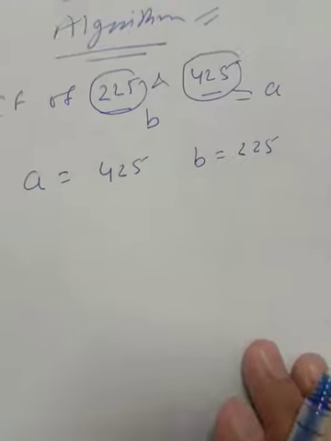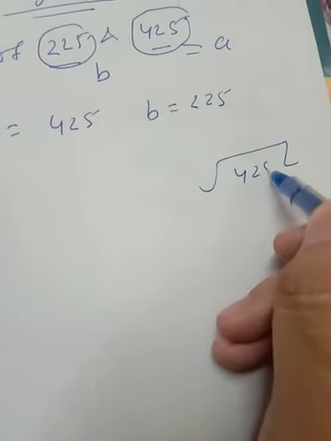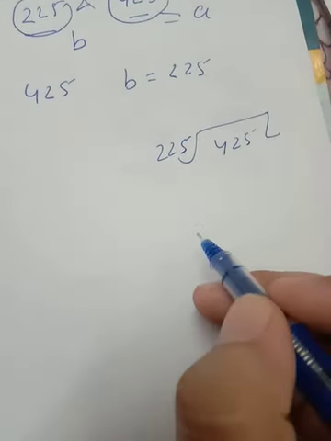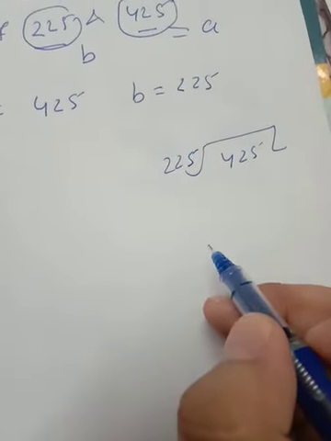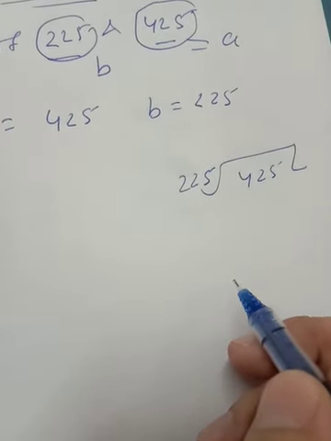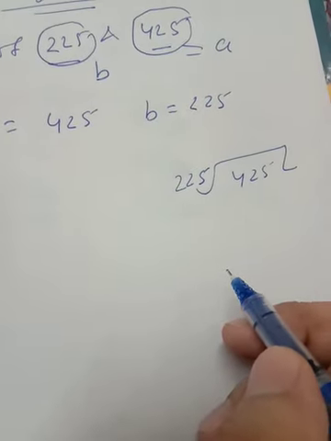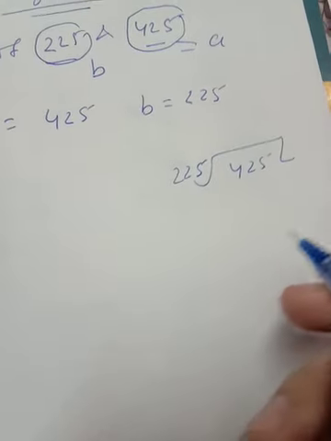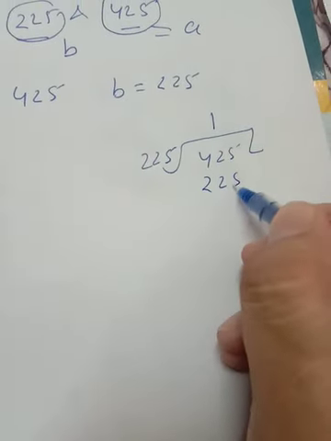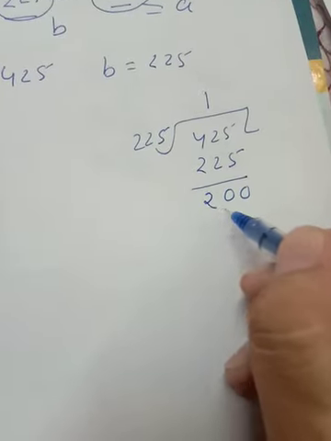Now we have to divide 425 by 225. The division should be done in one step only. It means you have to completely divide the number in one single step. So 225 times 1 is 225, and 225 times 2 is 450. So 1 time you go, you will get 225, and the remainder is 200.